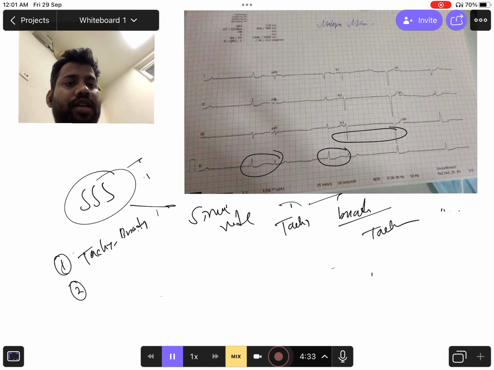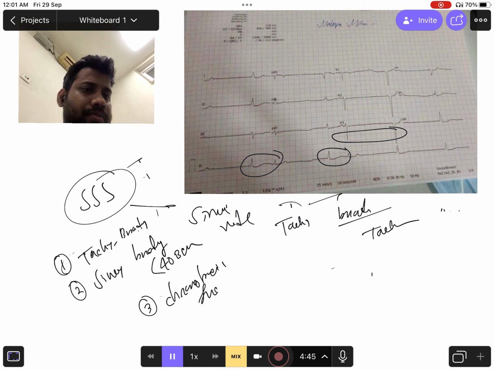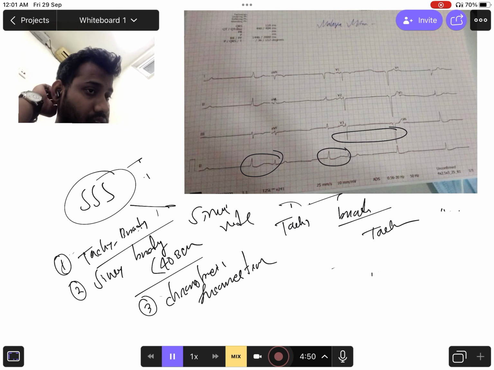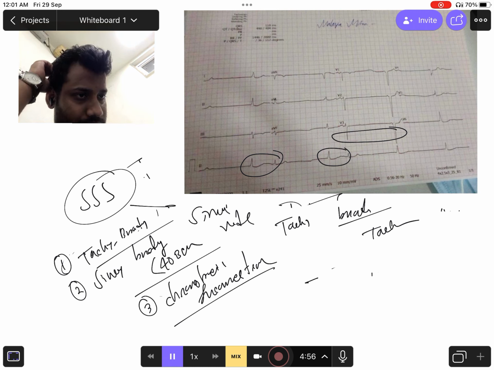There might be sinus bradycardia, extensive sinus bradycardia, where the heart rate would be less than 40 beats per minute. There might be chronotropic incompetence. Tachycardia, we have seen. Sinus bradycardia, we know how to see. Chronotropic incompetence is like, suppose a patient was having atrial flutter.